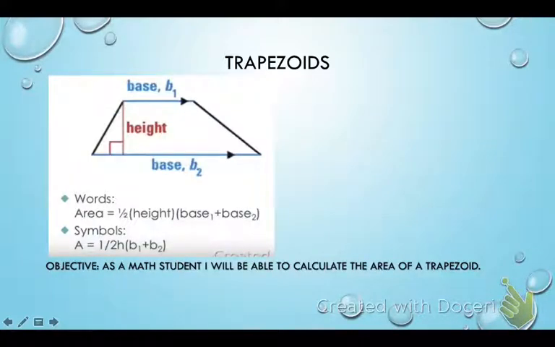And in word form, this is the way the formula reads: area equals 1/2 times, remember this is times, height times the sum of the 2 bases, base 1 plus base 2. In symbol form, it would be A equals 1/2 H times B1 plus B2. And I'm going to show you that as we go, okay?